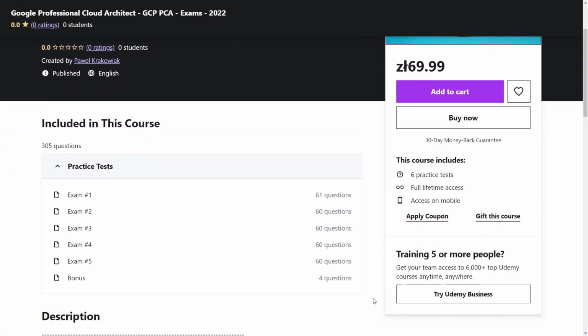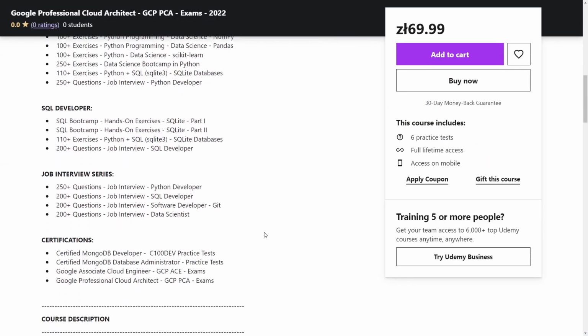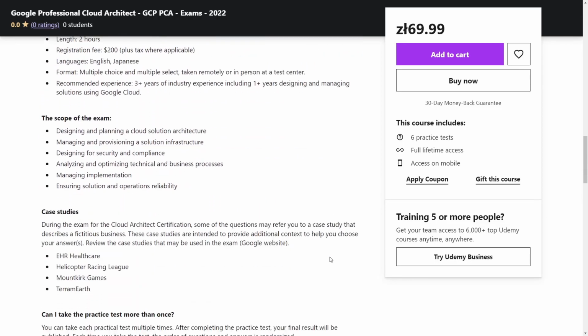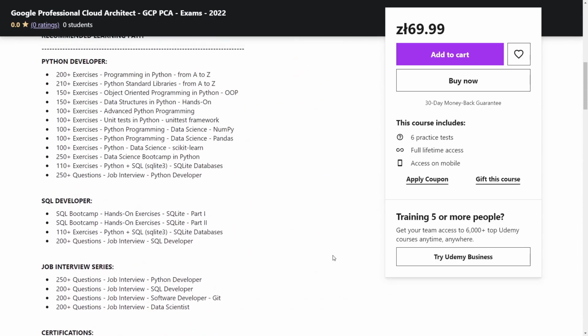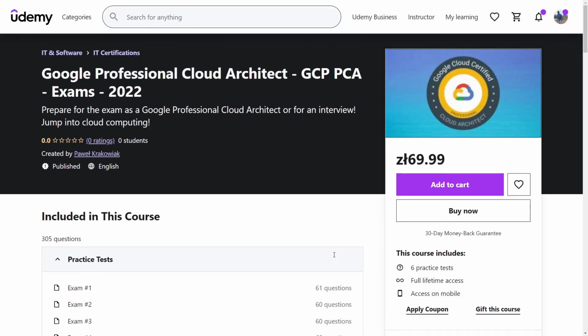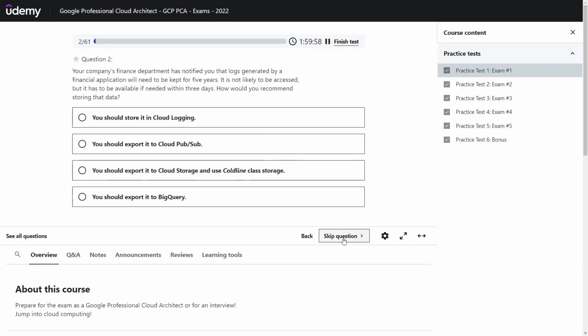Are you ready to take the Google Professional Cloud Architect exam? Test yourself by answering over 300 questions. This course is in the form of practice tests and consists of over 300 questions that may appear during the Google Professional Cloud Architect exam. Some questions are self-explanatory. Where necessary, explanations are added to the questions.